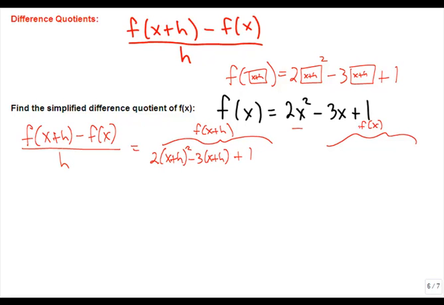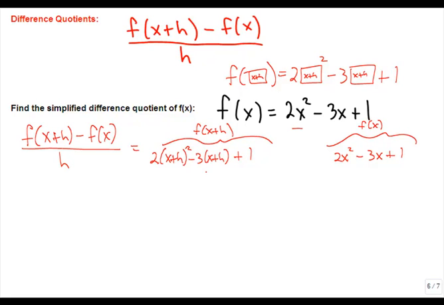Okay? Now we're going to take f of x. The formula says to take f of x and subtract it. So we want to take f of x, and f of x just uses plain old x as its input. So f of x, we already know what that rule is. It's just 2 times the input x squared minus 3 times the input x plus 1. So f of x looks like the normal rule. It's the f of x plus h part that's a little tricky.